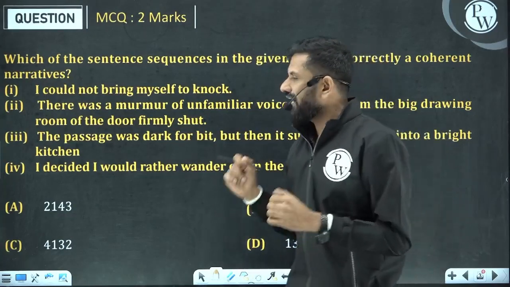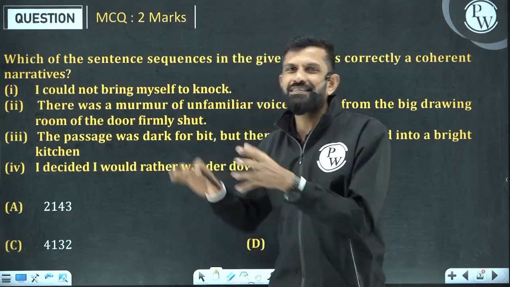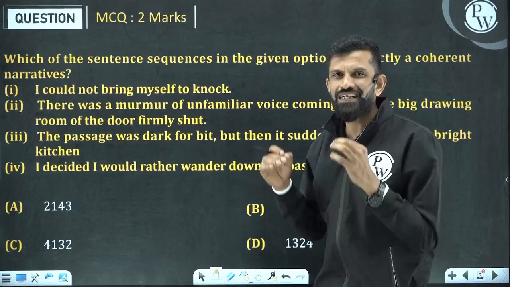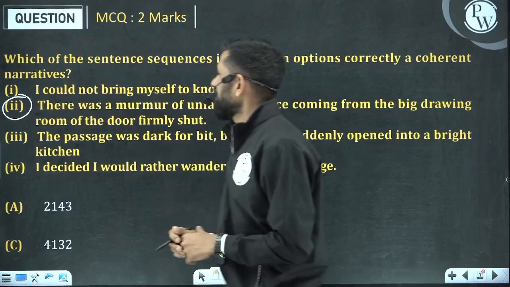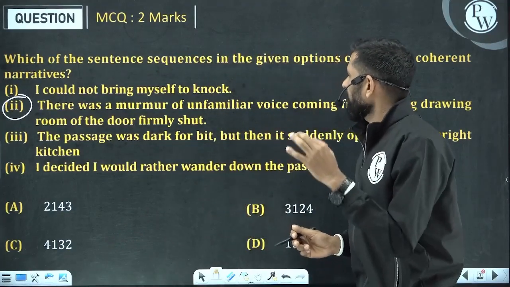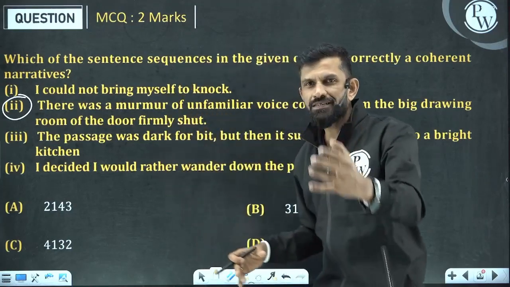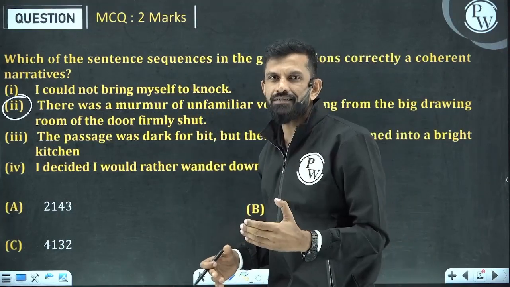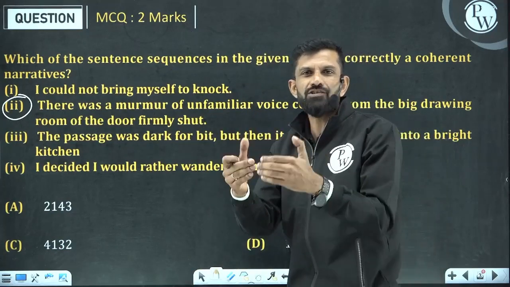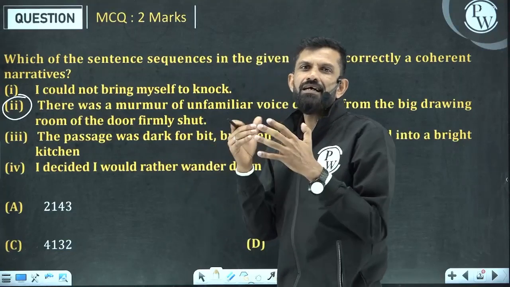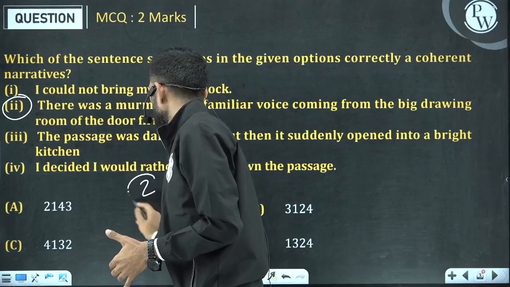Now, if you arrange it, first of all, it is important that there should be some case for which this paragraph is written. If you see, there is some case over here: there was a murmur of unfamiliar voices. Something is happening, then only the action will be there. So first the writer has heard a whispering voice coming out of some closed room, the drawing room which is closed. From there he heard the sound. So anyhow point 2 should be the first one.